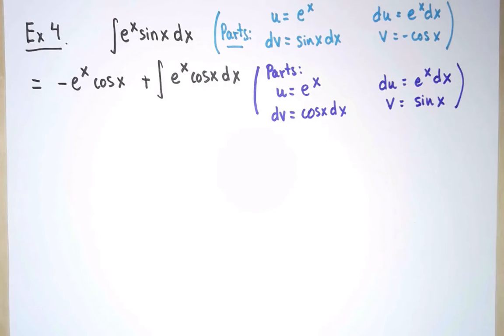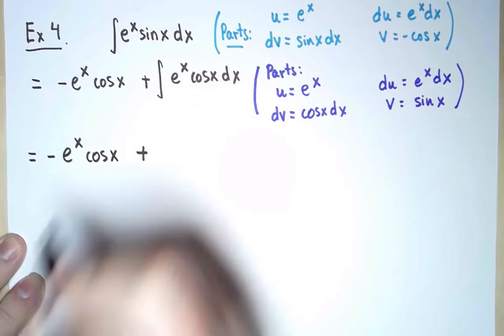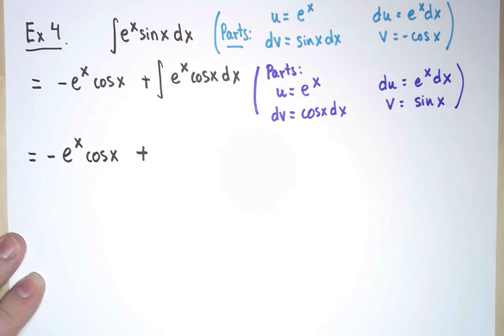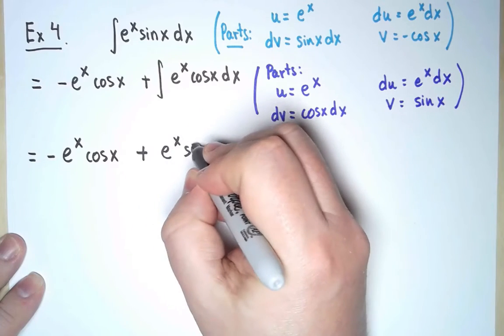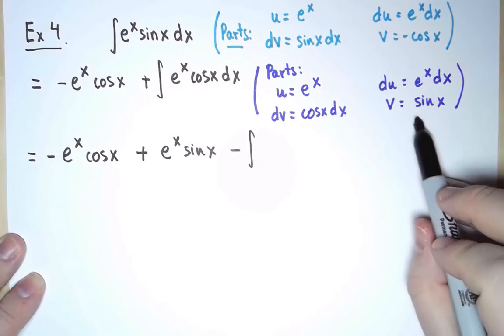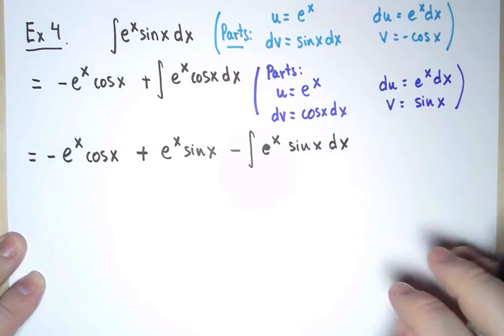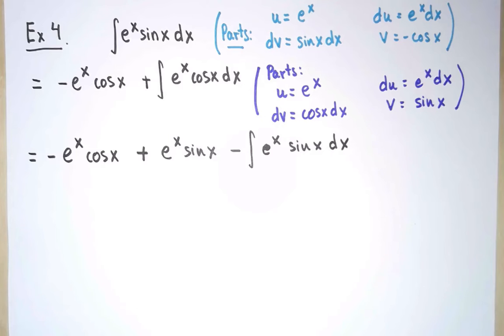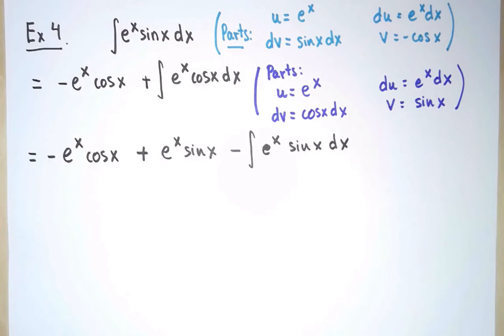Let's see what I get. I already had minus e to the x cos x, and now through integration by parts, I get u times v, that is e to the x sine x, minus the integral of v du, that is e to the x sine x dx. Oh, I got back the same integral I started with. Well, that's unfortunate. Perhaps this was all a waste of time.